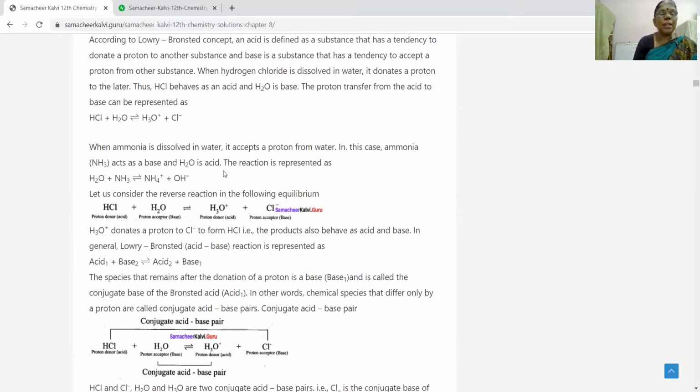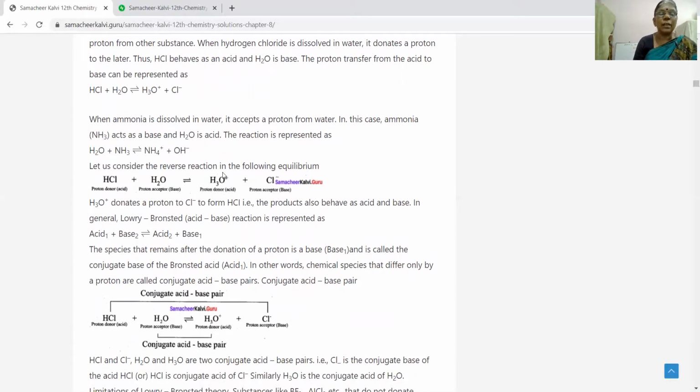Another example, when ammonia is dissolved in water, it accepts a proton from water. In this case, ammonia, that is NH3, acts as a base and H2O is an acid. The reaction is H2O + NH3 gives NH4+ + OH-, that is hydroxyl ion. And here HCl is a proton donor and H2O is a proton acceptor. In the product, H3O+ is a proton donor and Cl- is the proton acceptor. So H3O+ donates a proton to the chloride to form HCl. The products also behave as an acid and base.